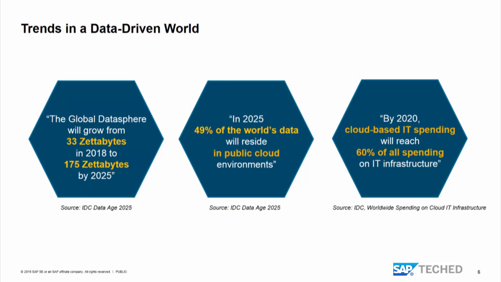You know, when HANA first launched back in 2010, almost 10 years ago, I think they calculated it around 2 zettabytes, a zettabyte being 1,000 exabytes of total data created. Fast forward to now, it says here 33 zettabytes, but actually in 2019, it's estimated to be 40 zettabytes. And they're expecting by 2025, 175 zettabytes of total data.